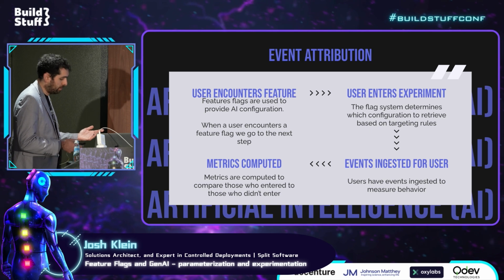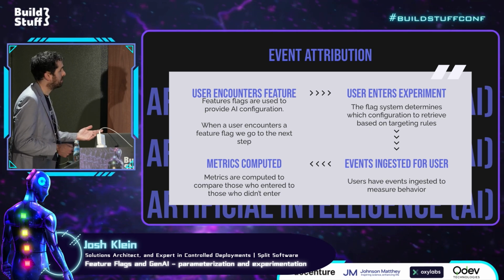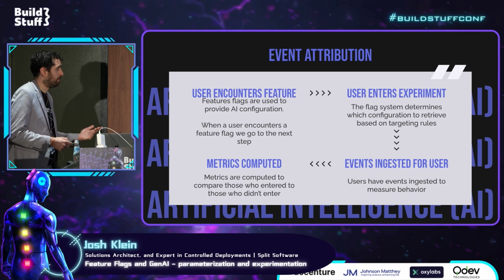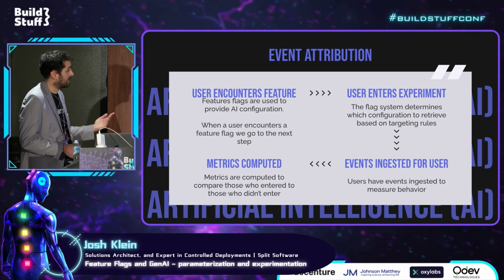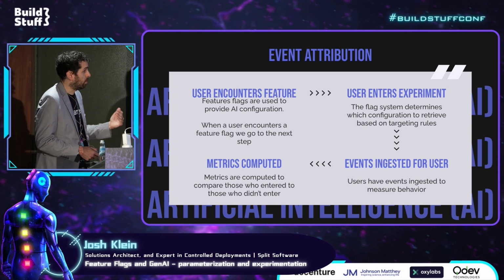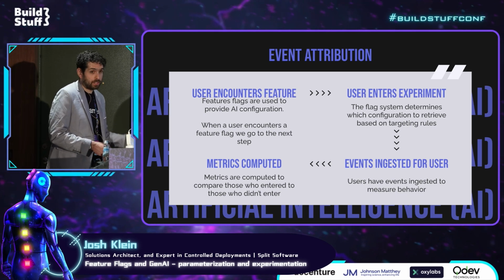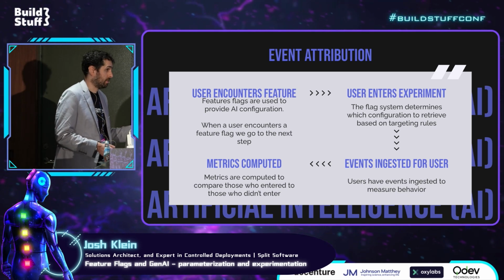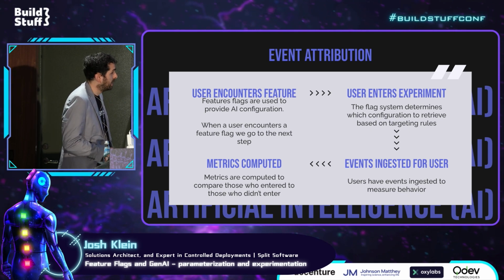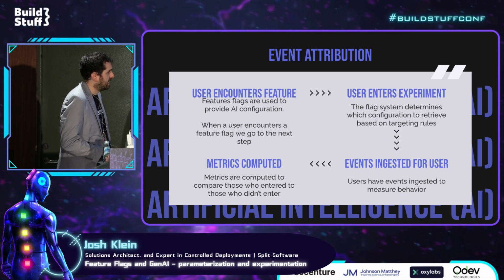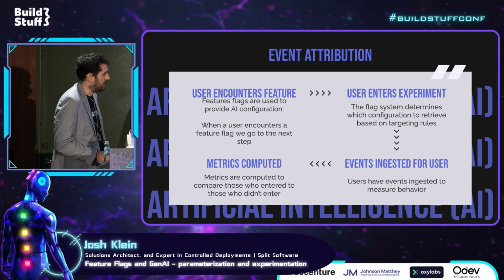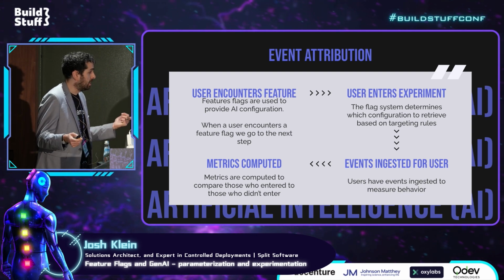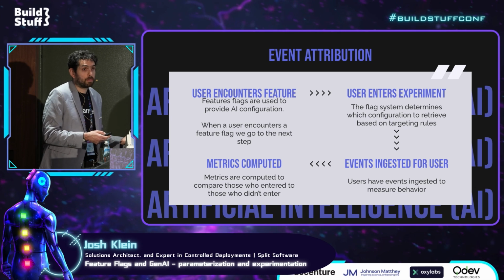The way to think about this is, let's say a flag is used to provide AI configuration. When the user encounters that feature flag, the flag system determines which configuration to retrieve based upon the targeting rules. Do you get A, do you get B? Do you get the reduced tokens, or do you get the standard deployment? Then events are ingested for that user. If you have the user, you know what they saw, and you have the events, then you can compute the metrics. Then you can prove causality, right?